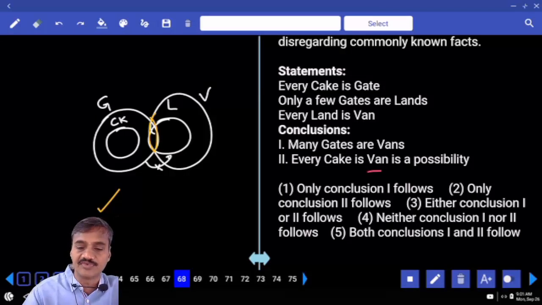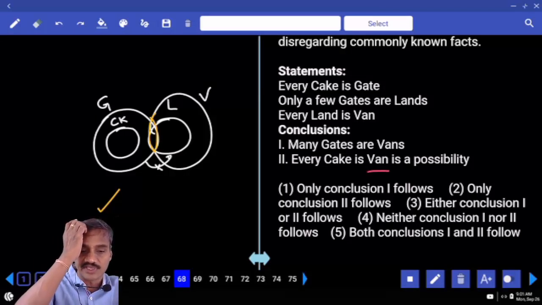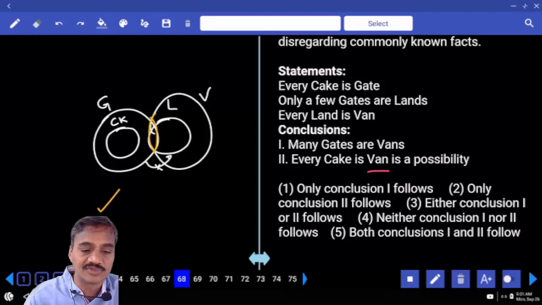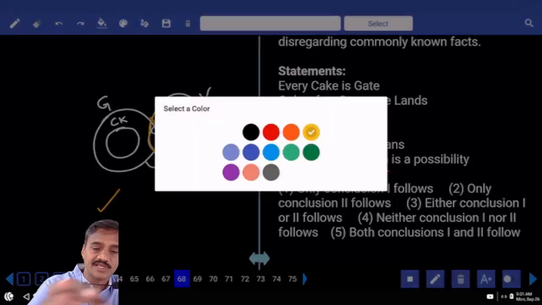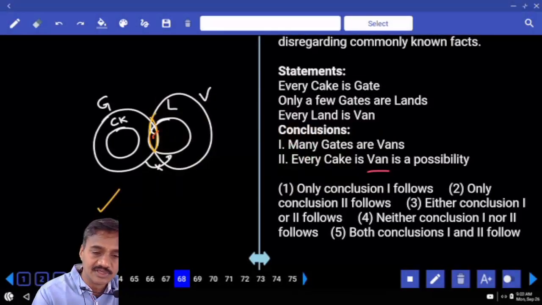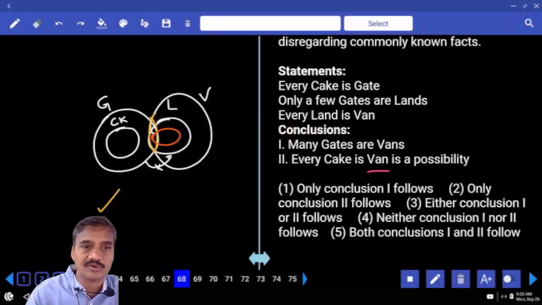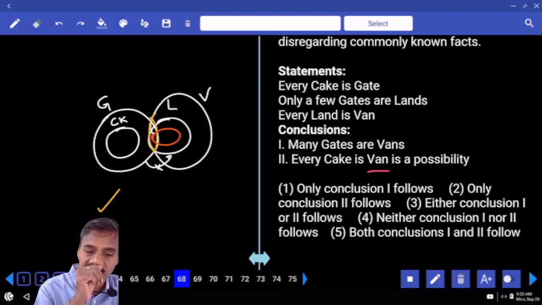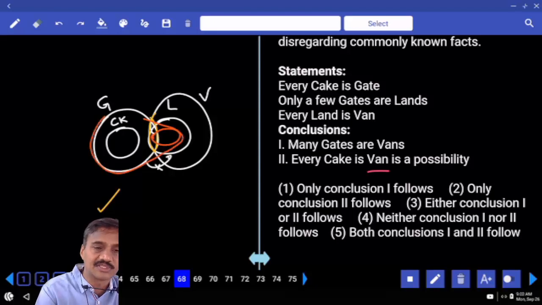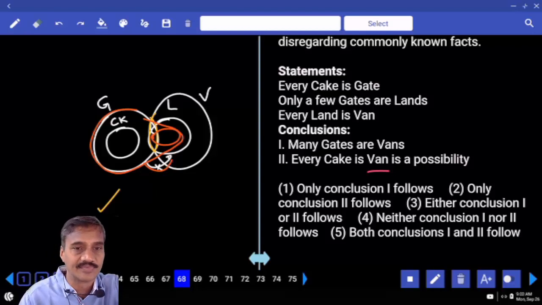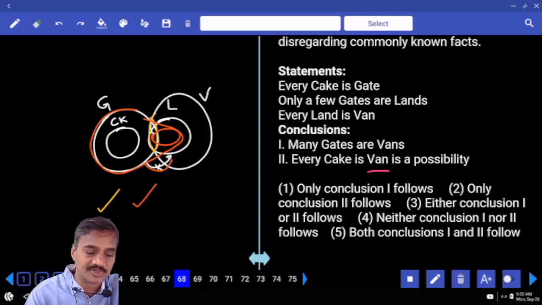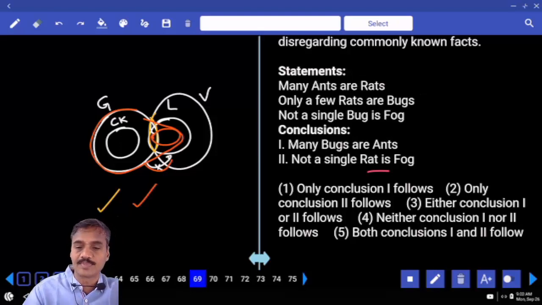And each cake is a van is a possibility. Every cake is a van. Tell me, is it possible or not? Now I can write my cake like this, and then the gate will be like this. Again, this entire gate is not a part of this land. Hence it is possible. Hence both 1 and 2 follow, question number 68, and it is choice 5.